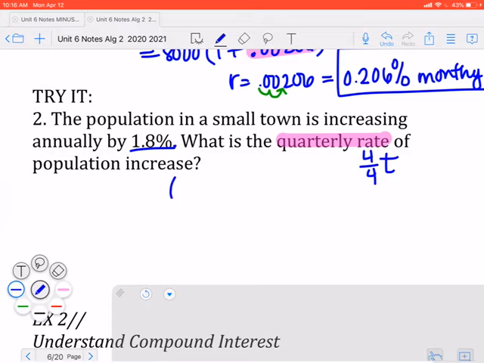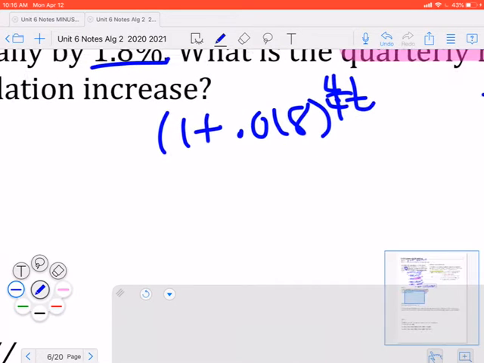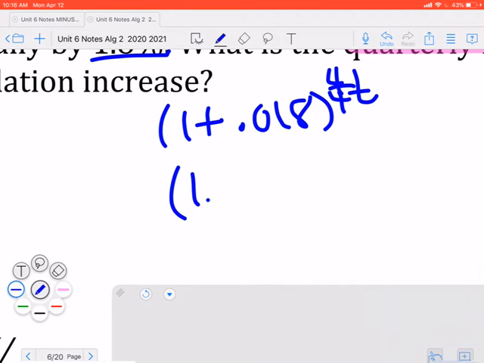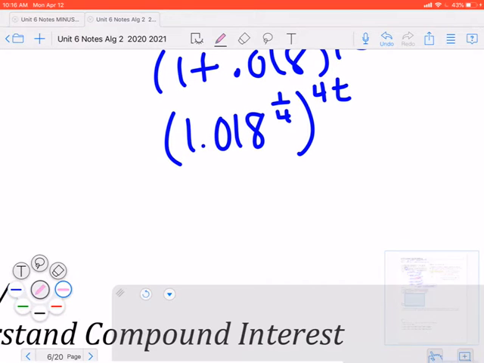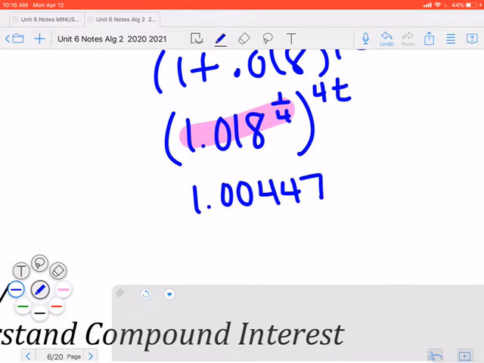All right, we would have 1 plus 0.018 to the power of 4 over 4t, and 1.018. Now I'm going to separate it to the 1/4 to the 4t, and now I'm going to put this in my calculator, and I get 1.00447.